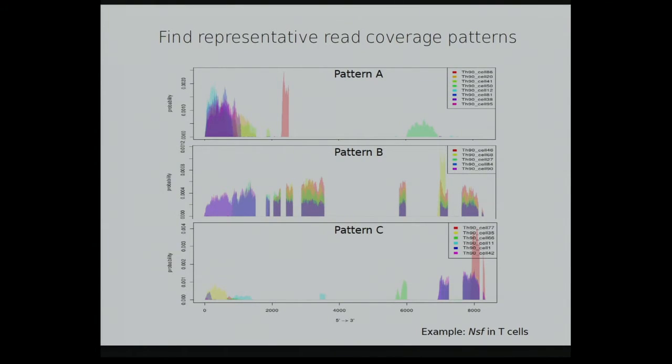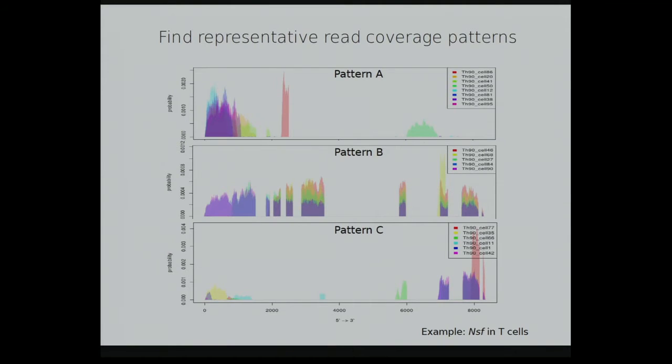Now I can do this for every gene, and then if I have another gene, it again can divide the cells into different groups by its representative patterns. If I have multiple genes which divide the cells into the same groups, then they are likely to be correlating in isoform usage.